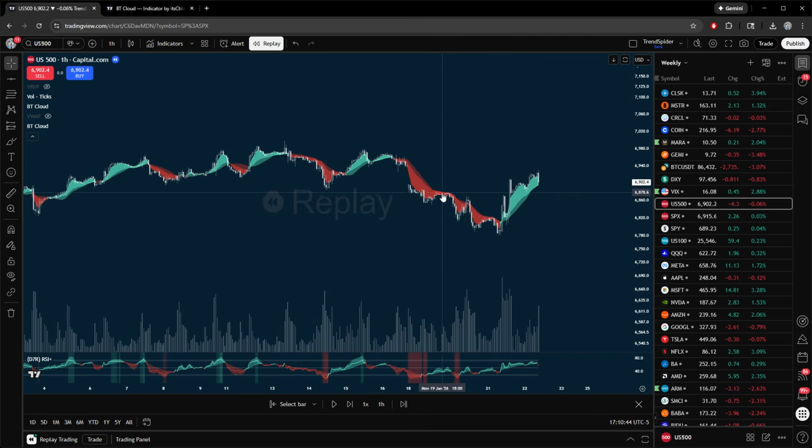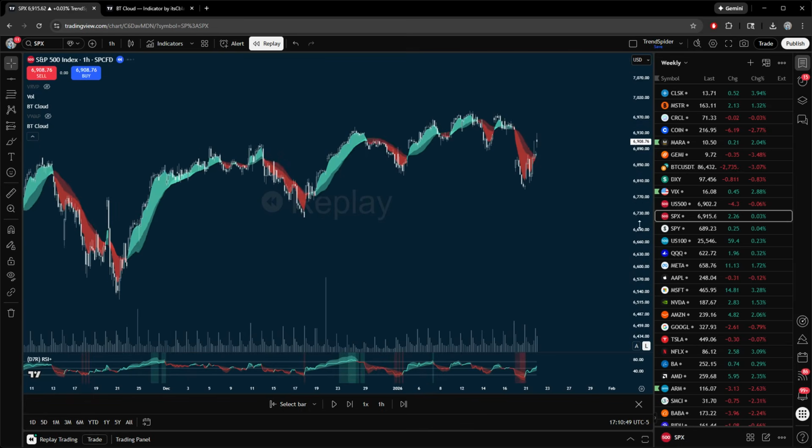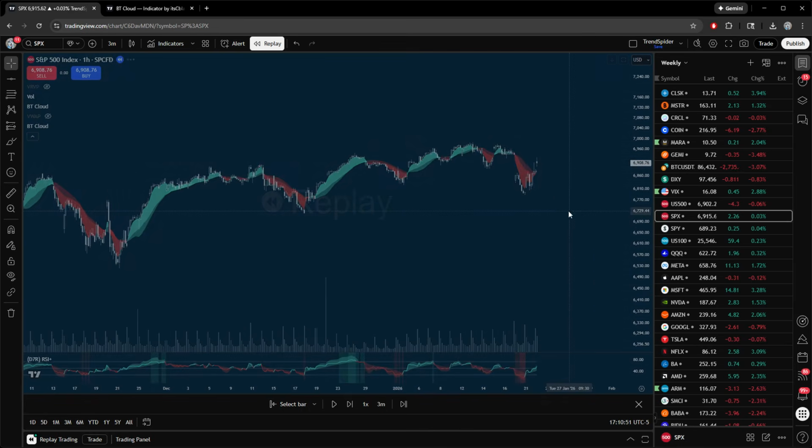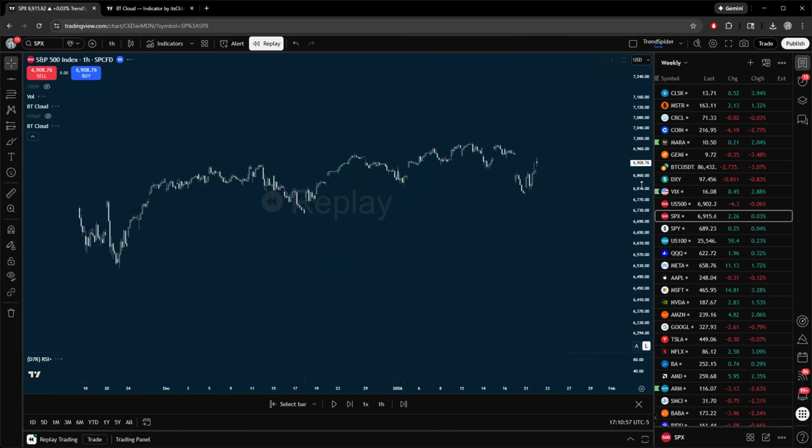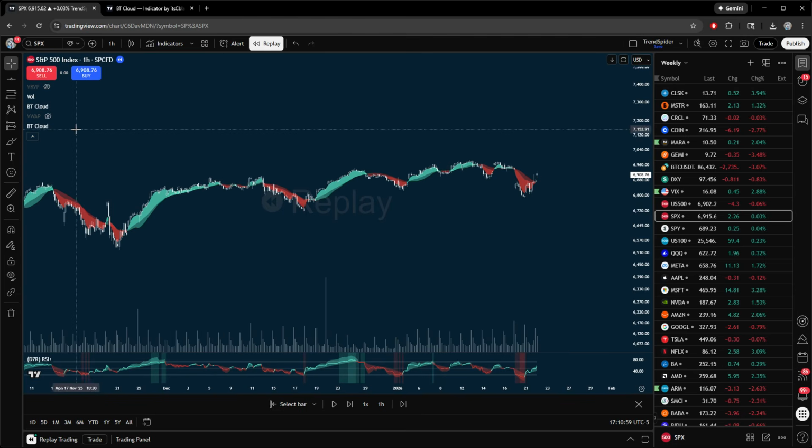Now I'm switching to the SPX chart because that's what we'll be trading today. I'm using a 3-minute time frame for entry timing, but I also keep a 1-hour chart open to see the bigger trend. Notice how the cloud is green on both time frames. This confirms we have a bullish bias for today's trading session.